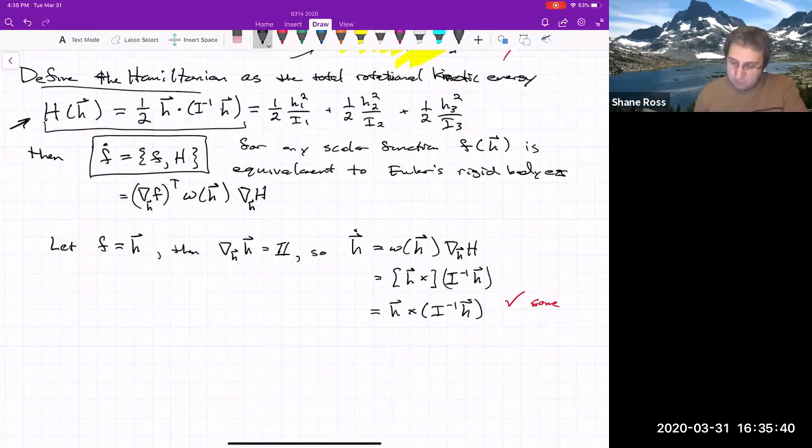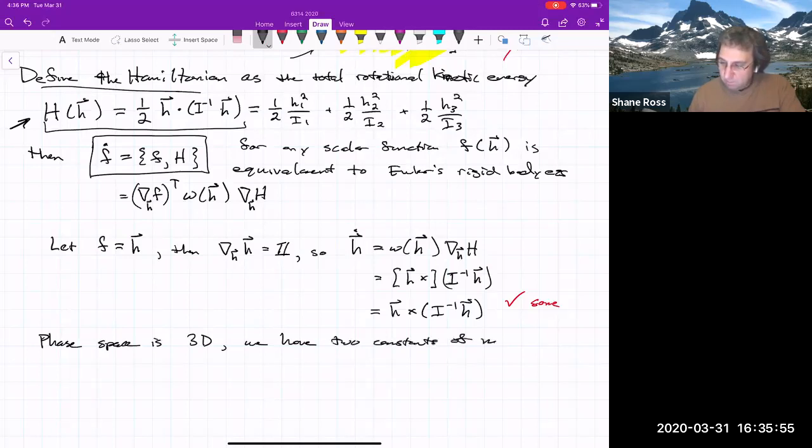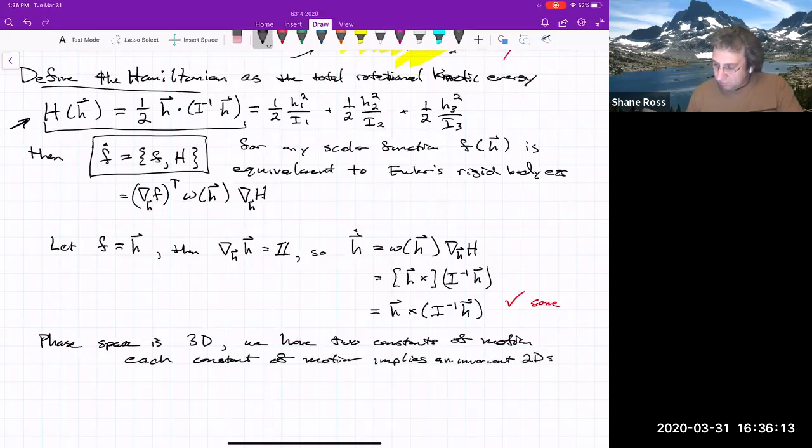So even though the phase space is 3D, we have constants of motion. We actually have 2 constants of motion. And each constant of motion implies an invariant 2D surface that the dynamics must live on.